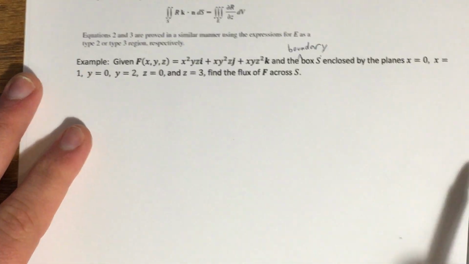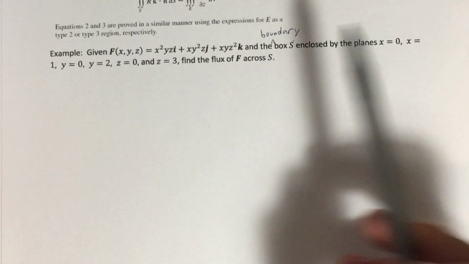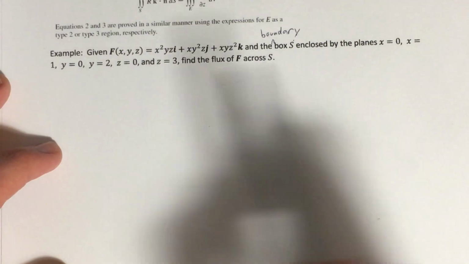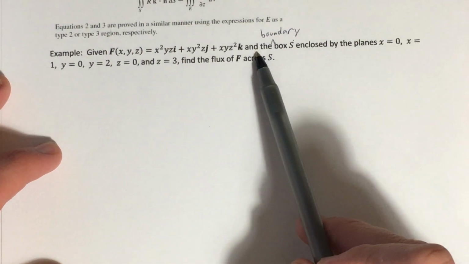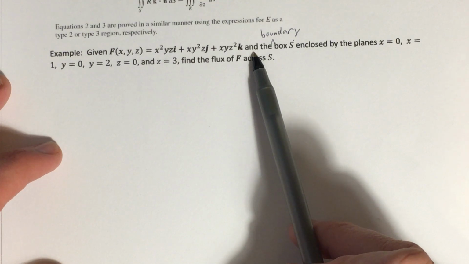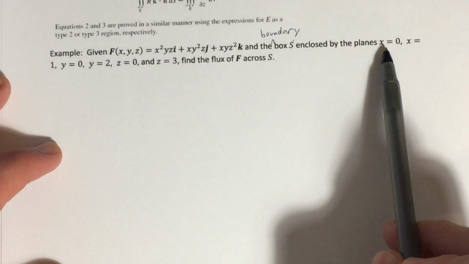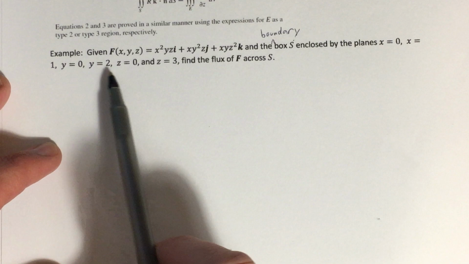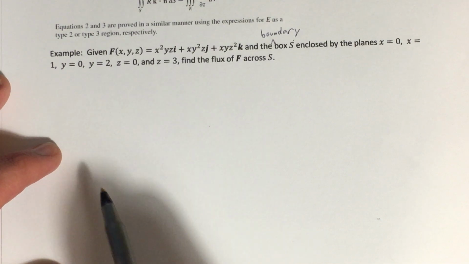I realize I worded this kind of weird. So I should be calling the box E probably. S is going to be the surface of the box. That's the way I should be saying that. So S is the surface of the box enclosed by the planes x equals 0, x equals 1, y equals 0, y equals 2, z equals 0, z equals 3.